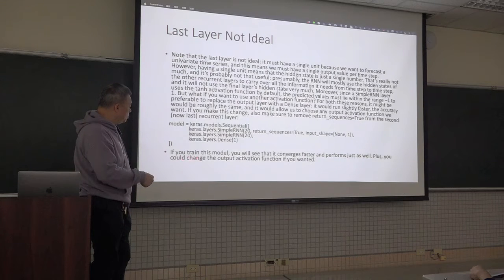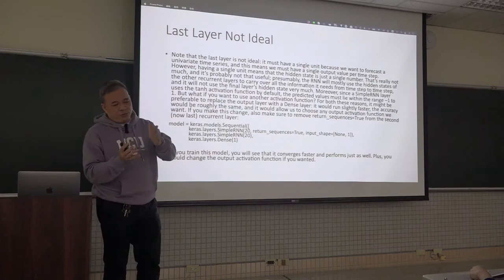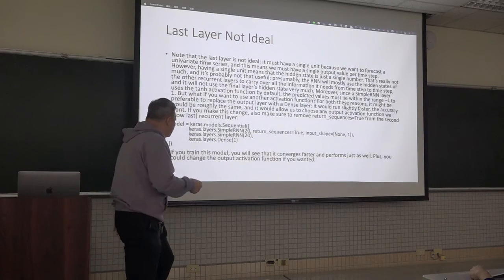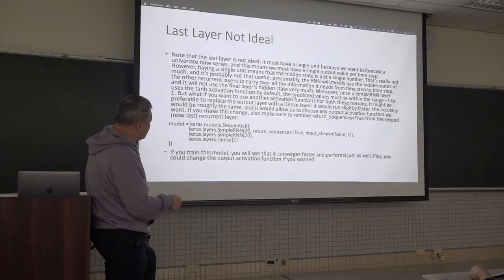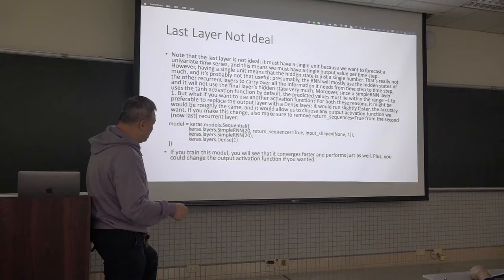And also, we can even change the output activation function if we want. If we want to confine the output to be within a certain range, then you can incorporate a certain activation function in this regular neuron, without any problem. But in the previous simple RNN, you cannot do that.